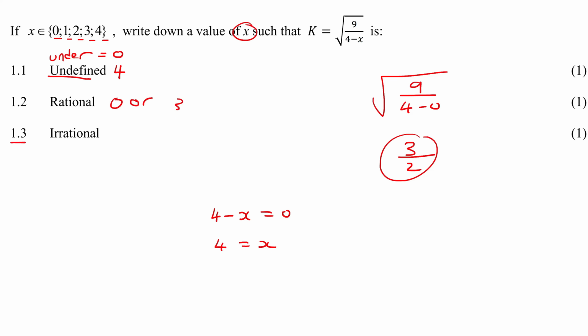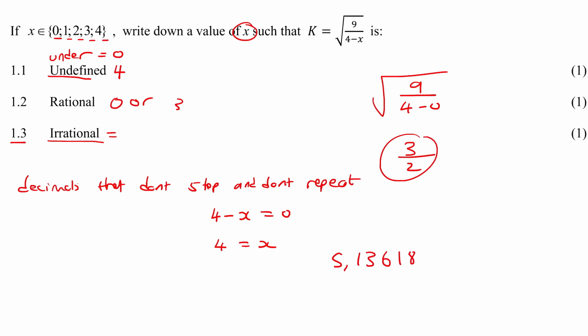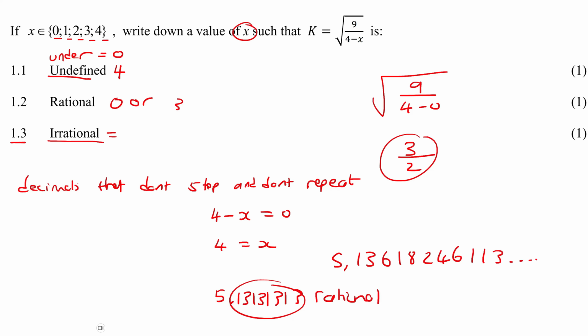Now, irrational. Well, irrational is when you get decimals that don't stop and don't repeat. It's like 5.13618246113. It just doesn't stop and it doesn't repeat. Repeat is when it's like 5.13131313. If it repeats like that, that is rational. But if it doesn't repeat, then it's irrational.